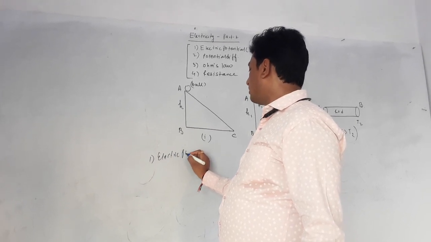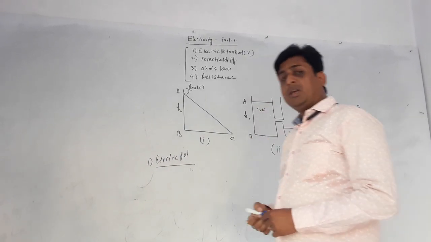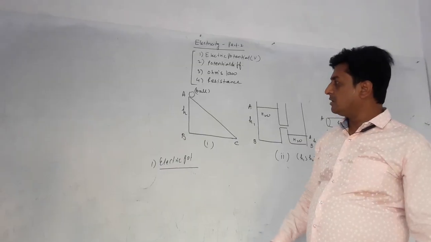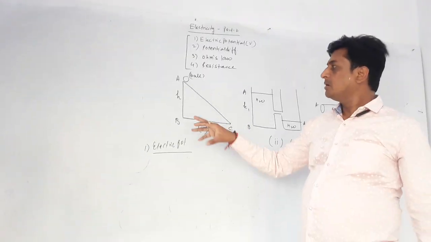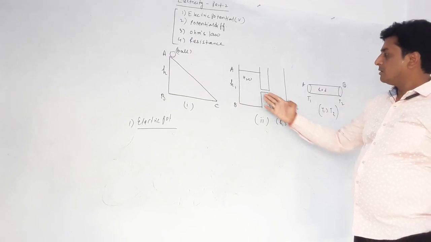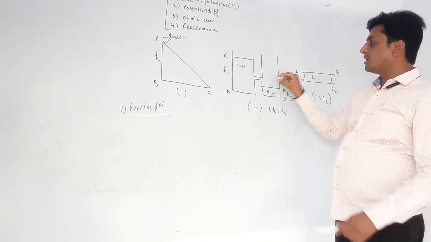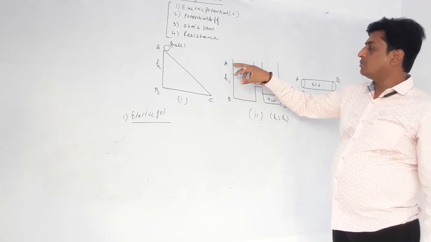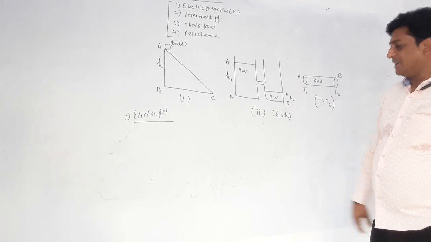Electric potential. Here I have made three figures. Just see all the three figures. In the first figure, there is an inclined plane, and at the top of the plane, a ball is kept. In the second figure, two containers are there. Both the containers are joined with a narrow tube. Here the level of water is up to here. Here the level of water is there.